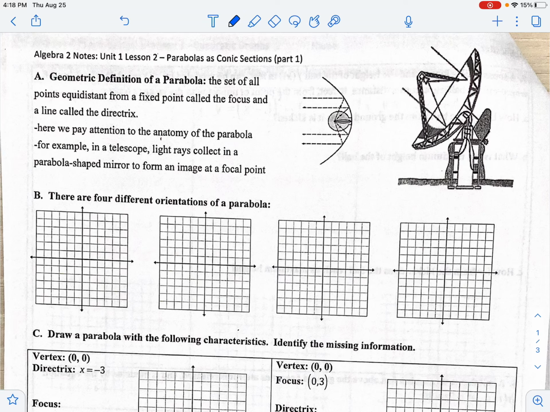All right, in this video, we're going to talk about Unit 1, Lesson 2. So pause this video and look for these notes in your packet.